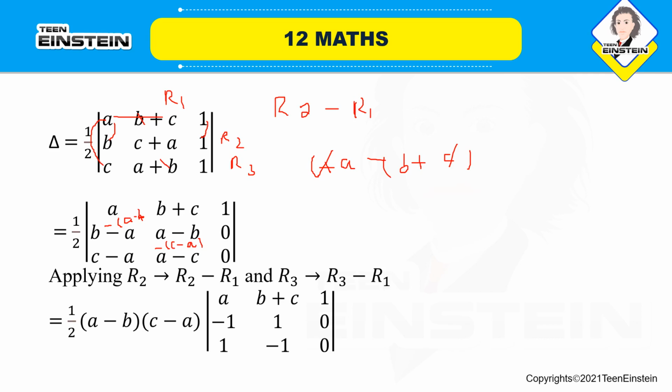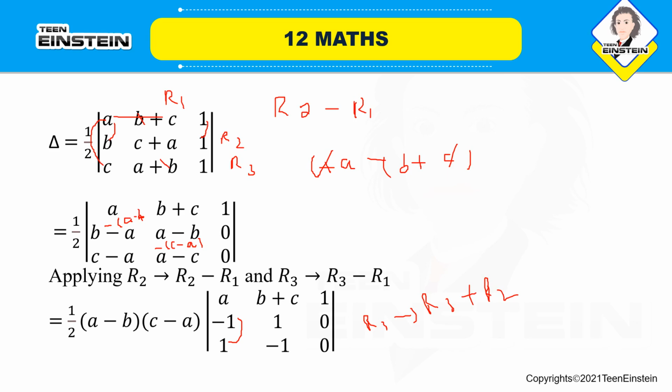Okay, now I am going to use the operation that R3 goes to R3 plus R2. I am going to add these two rows. Okay, if I add these two rows, what will happen? I will be getting 0 here. Plus 1 minus 1 becomes 0. Minus 1 plus 1 becomes 0. 0 plus 0, 0. So now the elements are getting simplified.